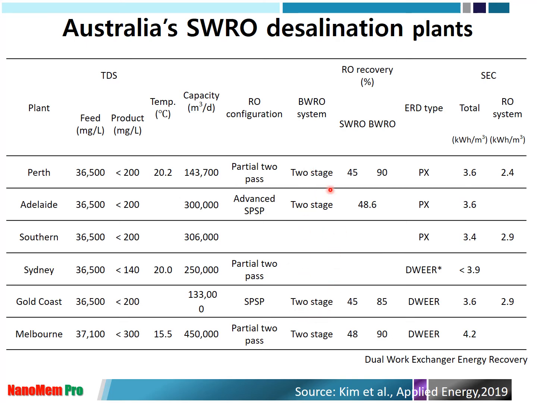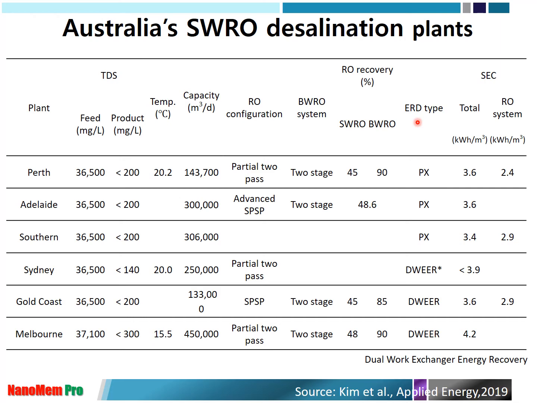Also, most of them utilize a two-stage system, first RO and then a BWRO system, with RO recovery of 45% in the first pass. In the second pass, because the RO permeate already has a very low TDS, they utilize around 90% BWRO recovery.